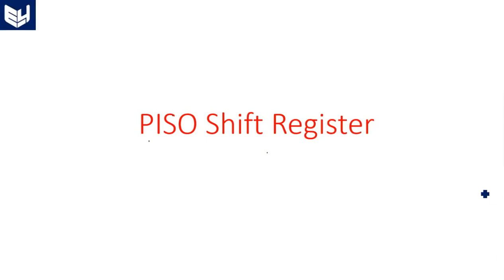Hi everyone. In this video, I am going to explain about parallel in serial out shift register. Parallel in serial out shift register is the last type of the four shift registers which we have discussed earlier: serial in serial out shift register, serial in parallel out shift register, parallel in parallel out shift register, and now this is parallel in serial out shift register. Okay, parallel in serial out.